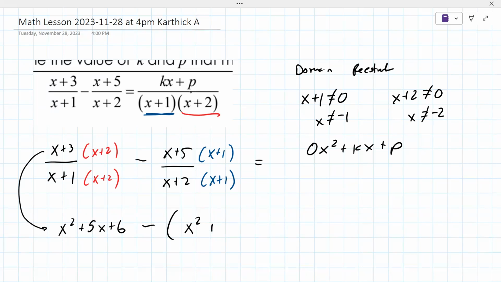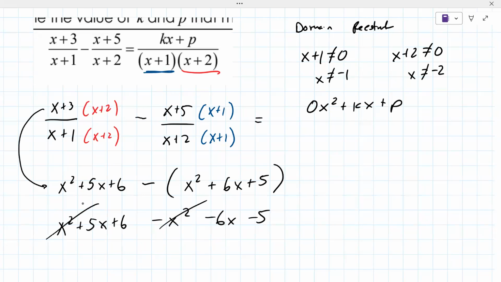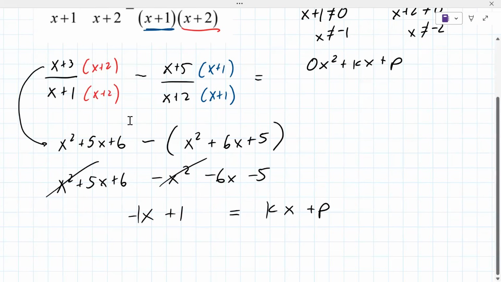So 6x plus 5, like that. And then you're going to cancel some stuff, right? So you got x squared plus 5x plus 6 minus x squared minus 6x minus 5. Those go away. You have negative x, negative 1x plus 1 equals kx plus p. And so you can just match up to them.